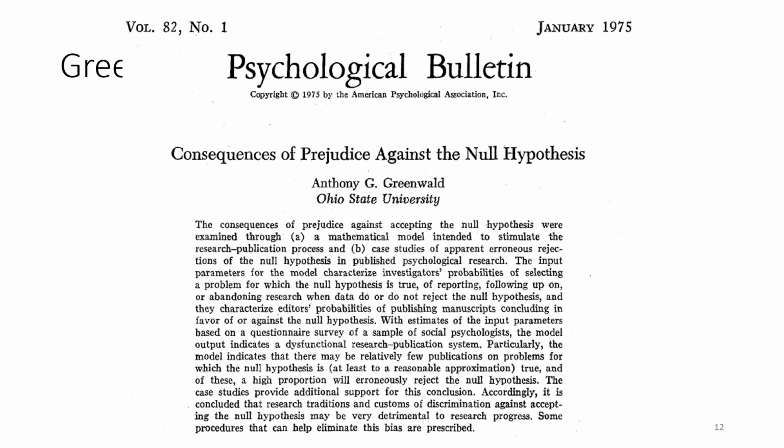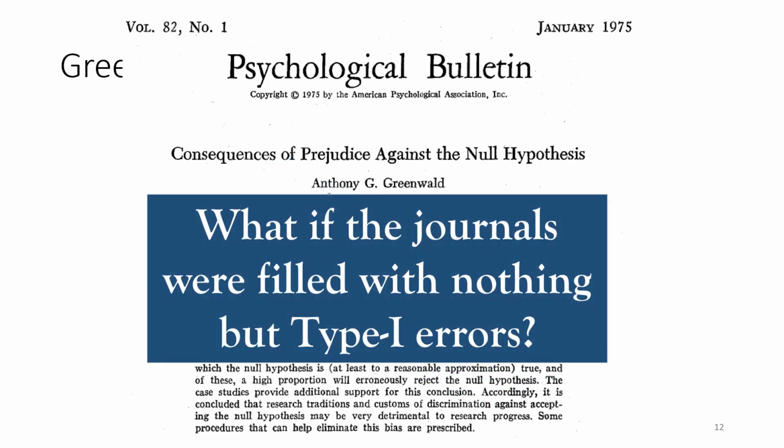And he continued then to think about this. Even the next year, he publishes a Psych Bulletin piece, Consequences of Prejudice Against the Null Hypothesis, and lays out a lot of reasons why publication bias could occur. And he asks a very provocative question in this presentation here, which is, what if the journals were filled with nothing but type 1 errors? We try to trust our journals, but if you can't believe their results, because basically all you're seeing is the 1 in 20 studies, that's 1 divided by 20, that 0.05 alpha rate that we've been talking about, I think we're in trouble.